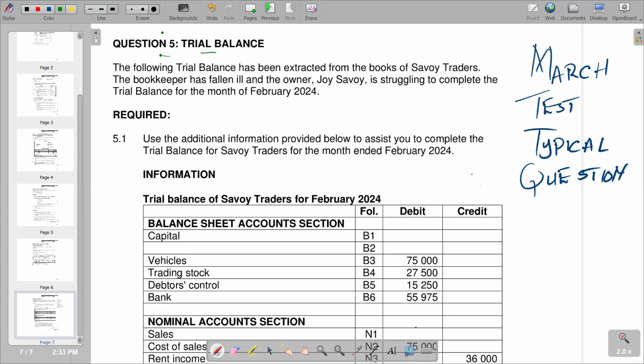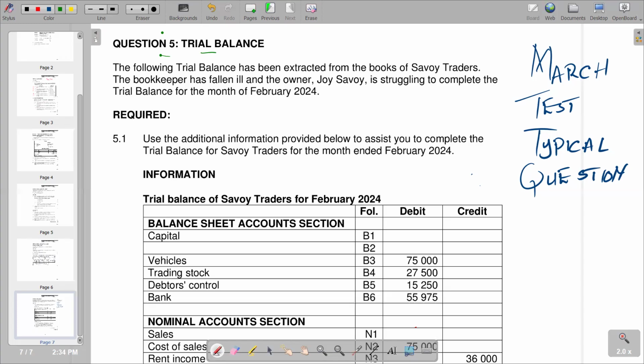Before we answer the question, we also need to understand what we mean by a trial balance. A trial balance is a financial report showing the closing balance of all accounts in the general ledger at a point in time. After preparing your ledgers and closing all the accounts, you transfer the final balances to the trial balance. So the trial balance comes as a list of balances.